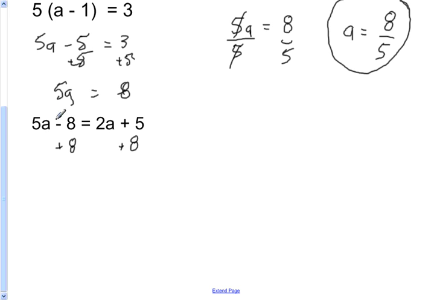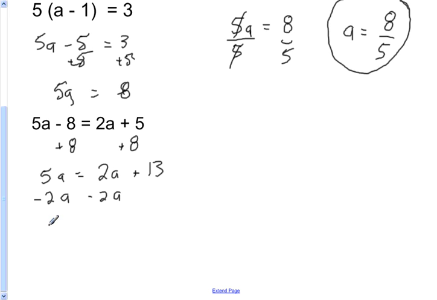Now if I add 8 to this side, negative 8 plus 8 is just going to leave me with a 5a. And I'm starting to get happy already because there's only an a on that side. On the other side, 2a, 5 plus 8 is going to give us 13. Okay, now we have an a on this side and just a number on this side, so we're halfway there. Now we need to subtract 2a from both sides. That way we can get all the a's on the same side.